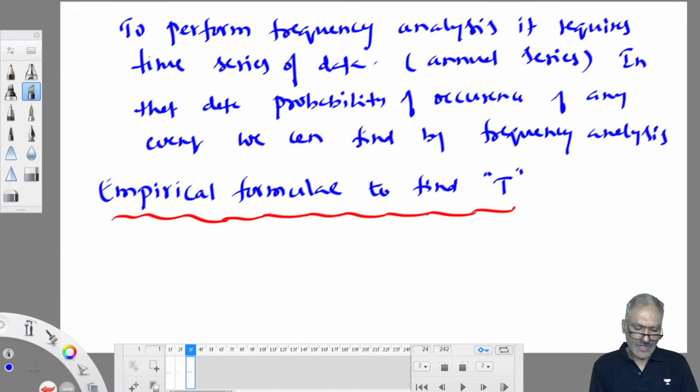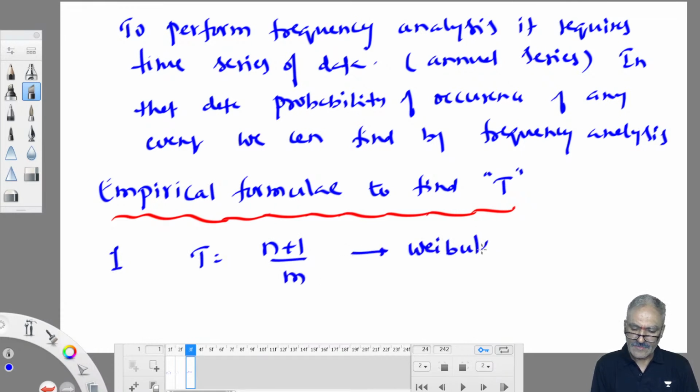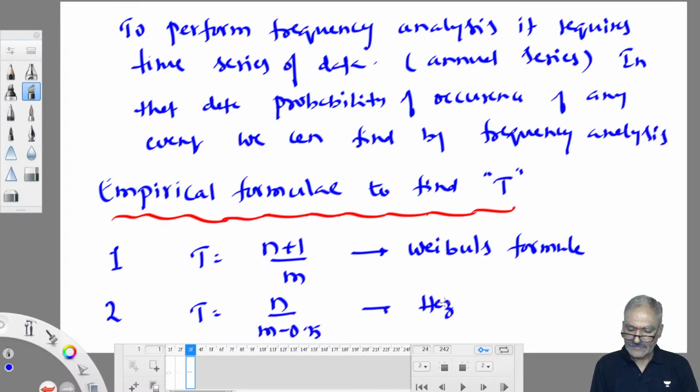Very popular among all these formulae is Weibull's formula, which is T is equal to (n plus 1) by m. This formula is very popular and is known as Weibull's formula. One more formula is T is equal to n by (m minus 0.5). This is called Hazen's formula.